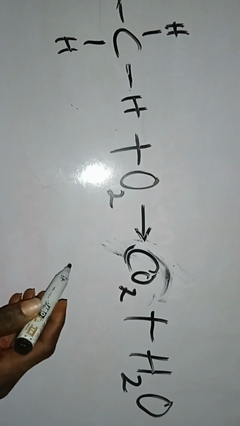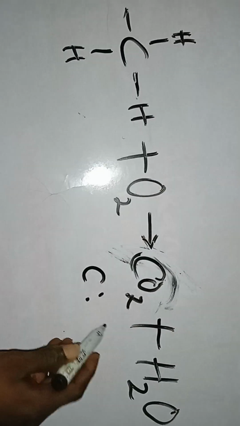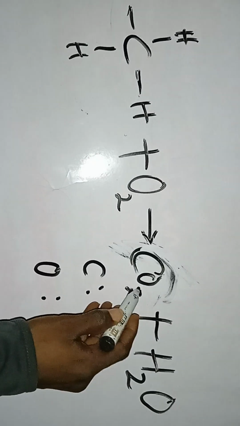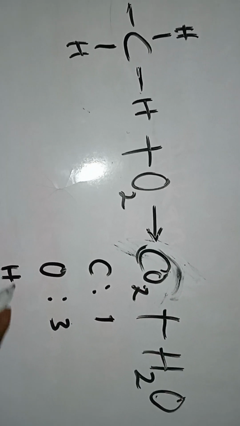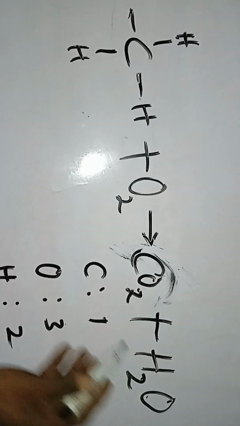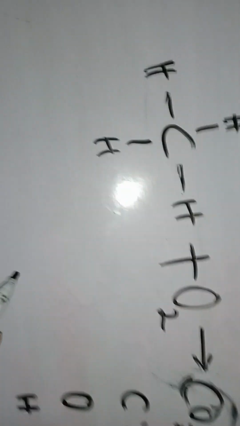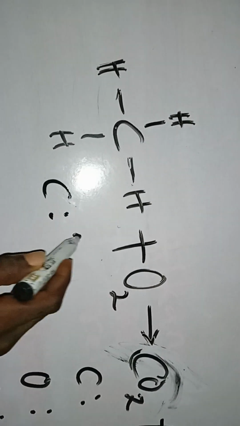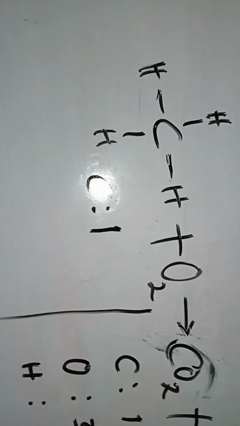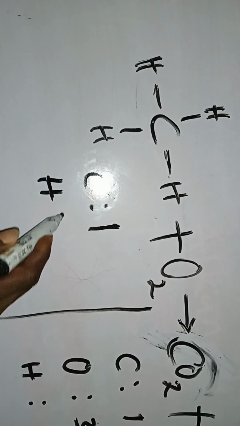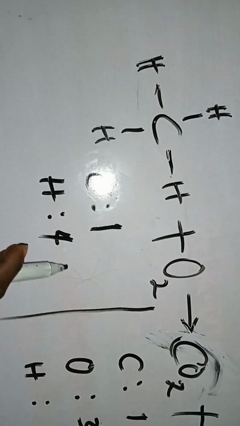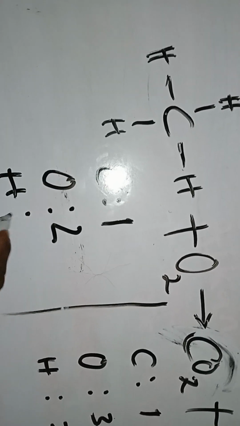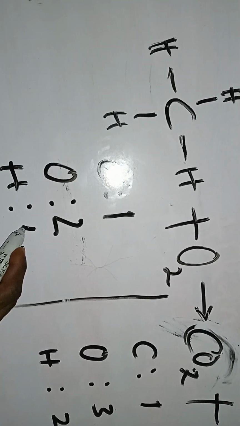And if you know this, let's now ask ourselves, I have carbon here, 1. I have oxygen here, 3. 2 plus 1, 3. I have hydrogen here, 2 on the product part. Now on the reactant part, I have carbon here, 1. I have hydrogen here, 4. And I have oxygen here, 2. I have hydrogen here, 4.